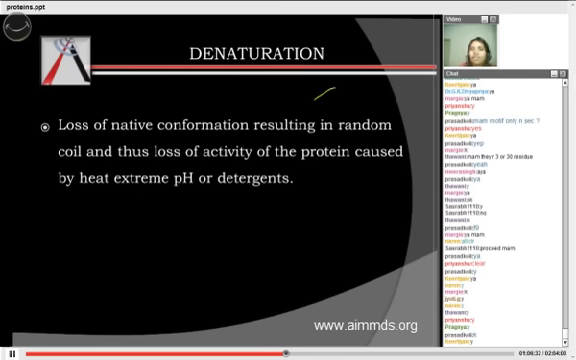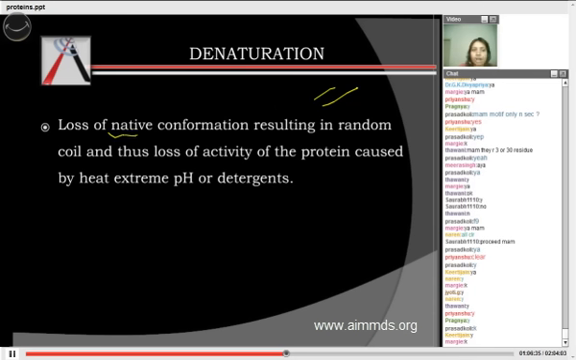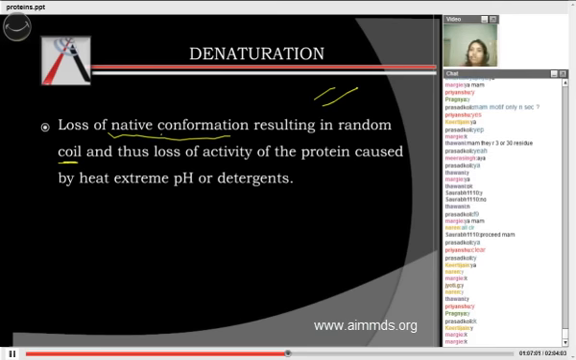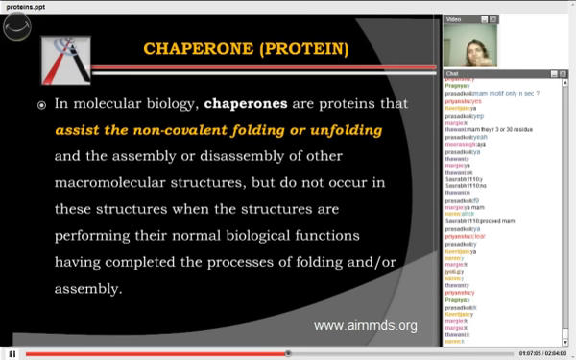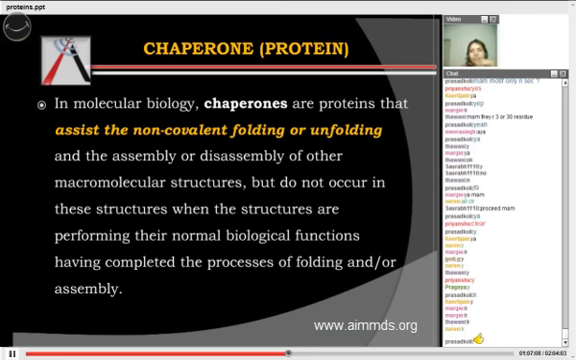So whenever denaturation of a protein takes place, there is a loss of native conformation resulting in a random coil. What is lost is just the conformation. But this conformation of the protein is important for its function. If the conformation is lost, it becomes randomly oriented and the proteins are not able to function. Such denaturation is caused by pH, detergents, boiling. Okay, so that was about the configuration and conformation.